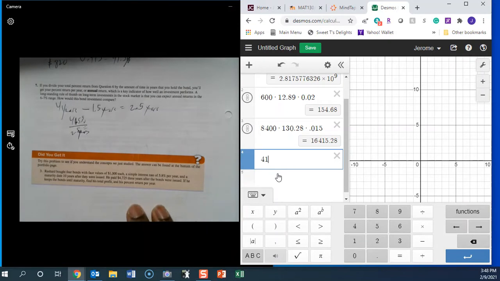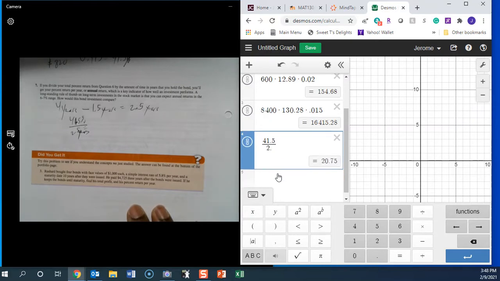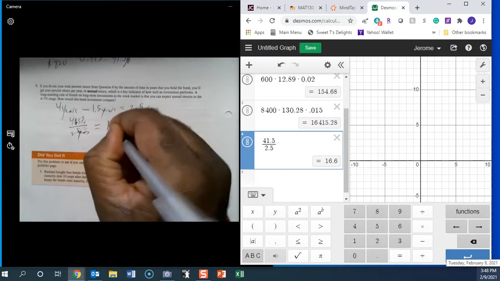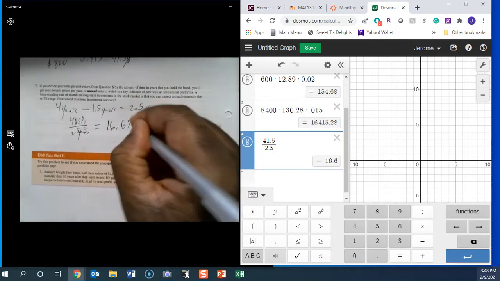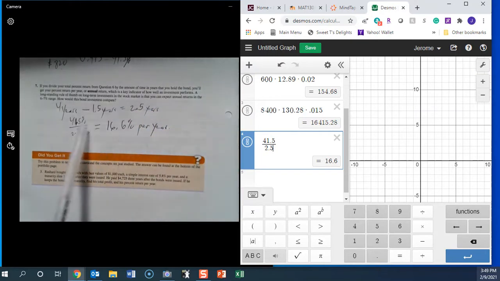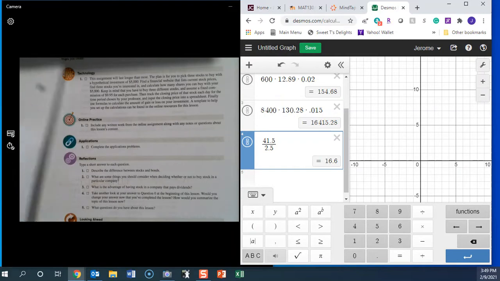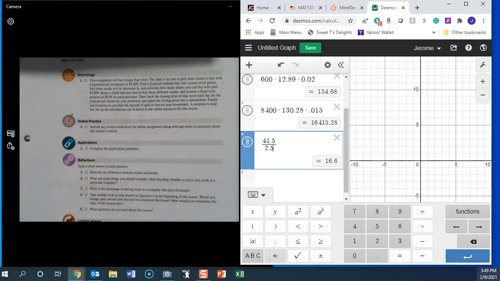So we have 41.5. We don't have to put the percent. 41.5 divided by 2.5, and I'll explain why we don't have to put the percent. So this would be equal to 16.6% per year. Now, the reason why we didn't have to do anything with this percent is whatever this divided out to be, we were going to add the percent at the end anyway. So we didn't have to divide the percent or change it to a decimal. All right. So that basically took care of 3.5.